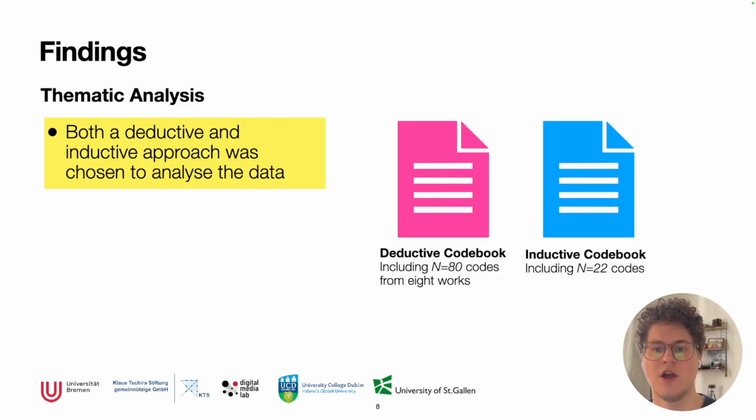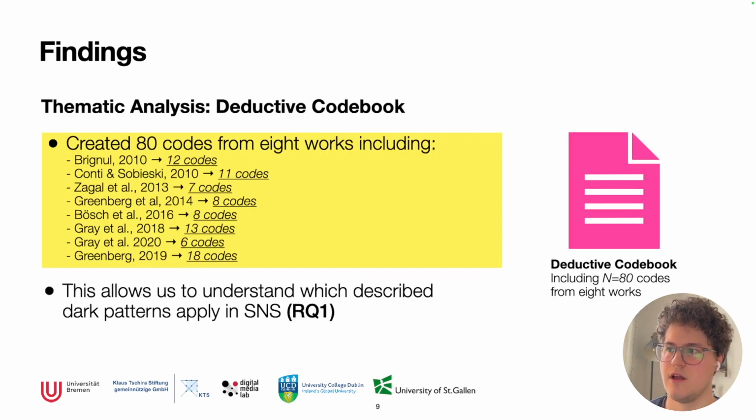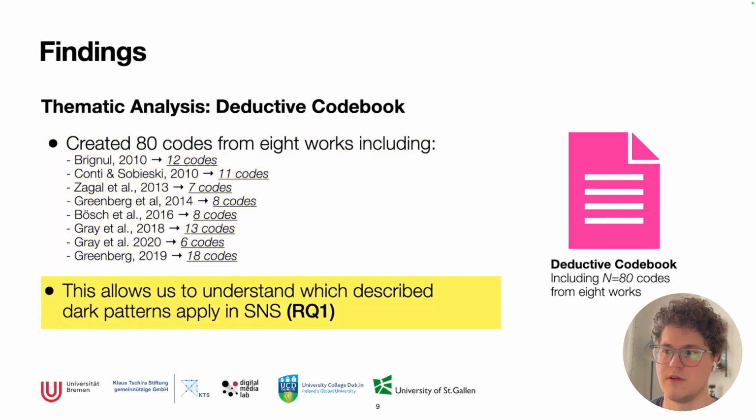To analyze the data, we conducted a thematic analysis. Here we decided to use both an inductive and a deductive approach to answer our research questions. The deductive codebook consisted of 80 codes from 8 different works, where each code represented a dark pattern and its definition. This allowed us to understand which dark patterns that were already described occur in the SNS.